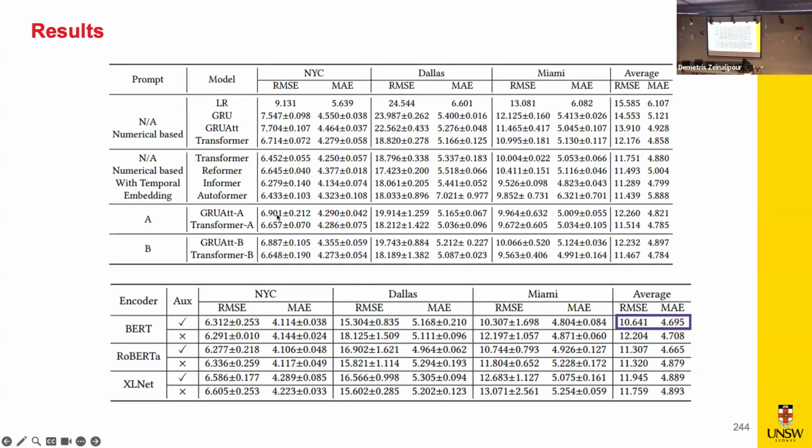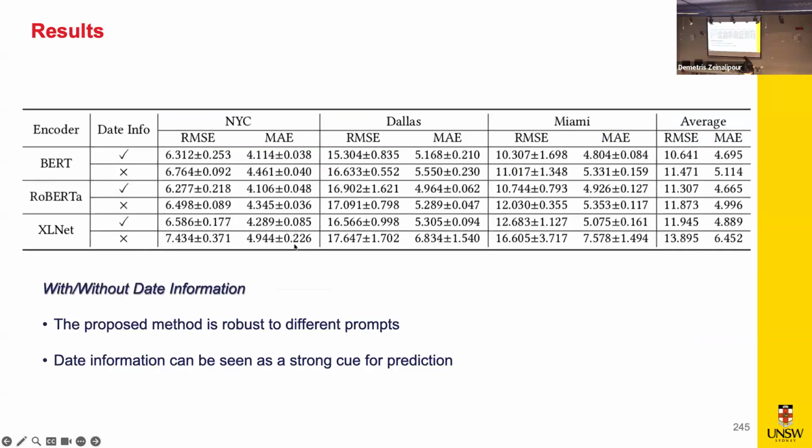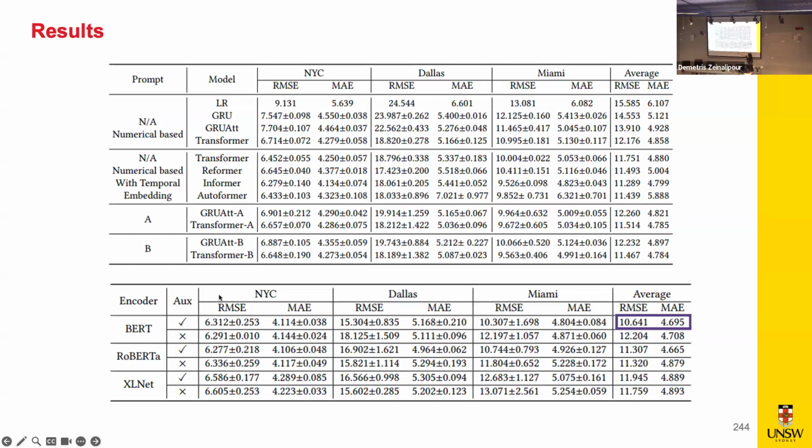Now, what you see here is we have three small LM encoders: BERT, RoBERTa, and XLNet. That's the encoder. Remember, the decoder was GPT-2. It was quite surprising. This is RMSE, right? Our best model is actually the BERT-based encoder with auxiliary target information. It's beaten everything else.